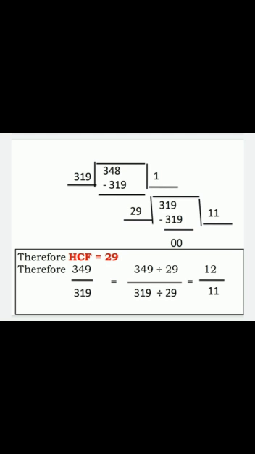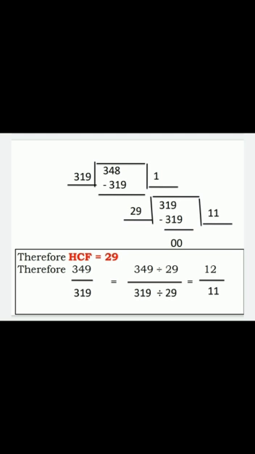So the bigger number here is 348. So 348 is to be divided by 319. So you get 319 ones are 319. After subtracting 319 from 348, you get 29. Again, you are going to divide the previous divisor, that is 319, by the remainder, that is 29. So 29 11s are 319. Now this 29 is your HCF.